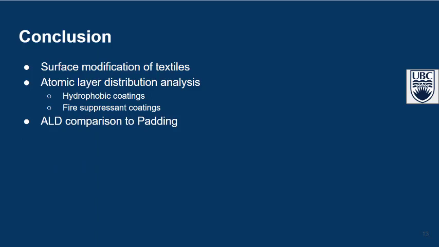In this presentation, we covered the desired properties of surface modification of textiles and how they are achieved. We analyzed atomic layer deposition in two applications: hydrophobic and fire retardant coatings, as well as its comparison to padding. Surface modifications allow textiles to provide more safety and convenience in the modern world.